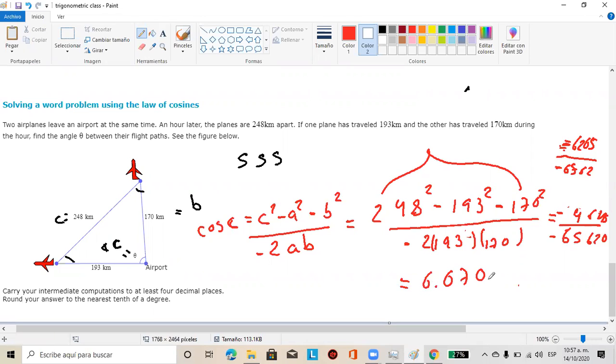0.070. Okay, only use until this 7, and now you write on your calculator the cosine minus 1, or arc cosine. And this is equal to 85.94.